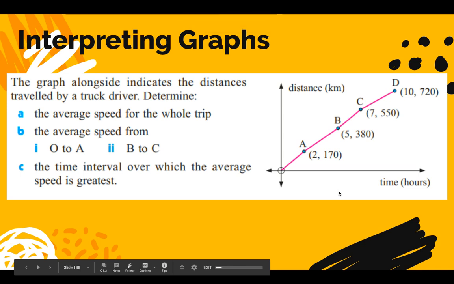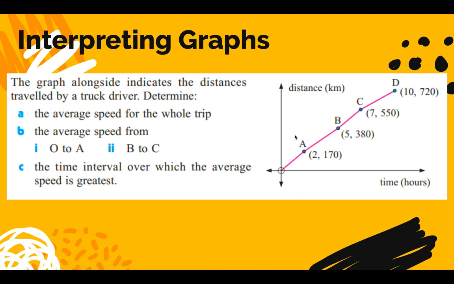So this question is asking us to find the average speed for the whole trip and the average speed for different sections of the trip. You'll notice that each line segment has a different gradient or a different slope. And so we need to find the slope of each section and then find the mean or the average of the entire trip.